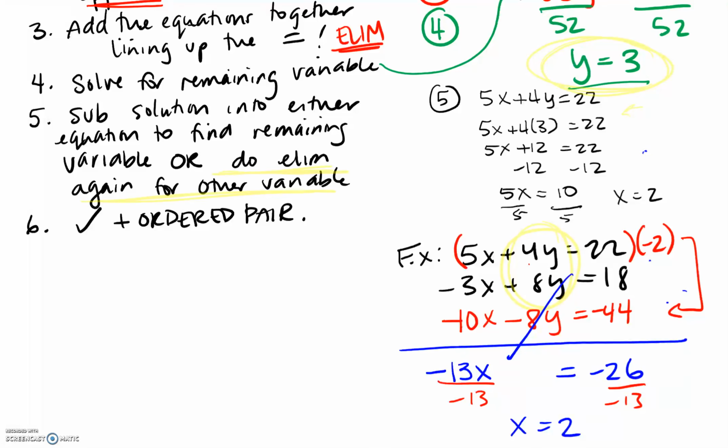So our last step here, step 6, we should go ahead and do. We need to check our work. So we have an answer. We said x is 2 and y is 3. We got to plug that into both of our equations and see if it makes sense.